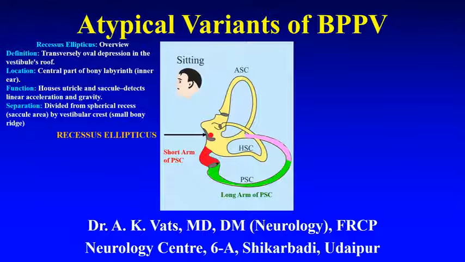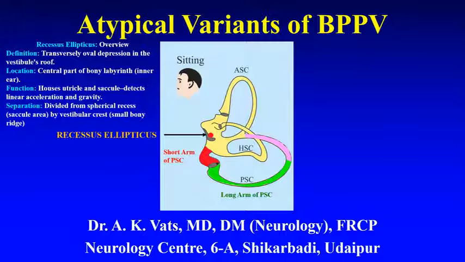The recessus ellipticus, which is shown here, is a transversely oval depression in the vestibule's roof, which occupies the central part of the bony labyrinth of the inner ear. It functions to detect linear acceleration and gravity because it houses the utricle and saccule. It is divided from the spherical recess, that is the saccule area, by the vestibular crest region.